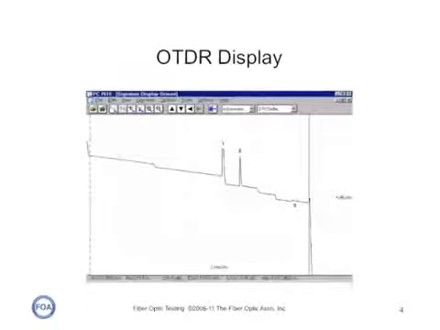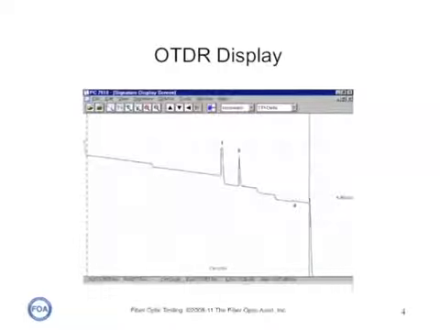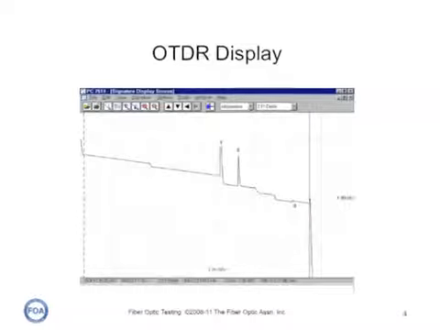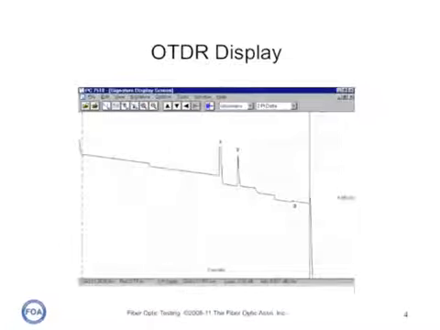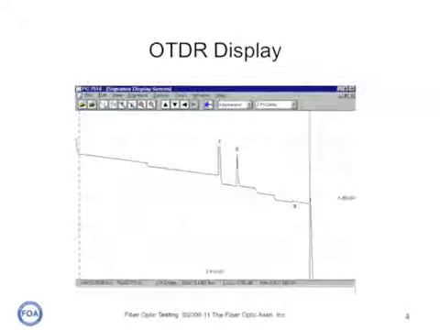And this is a typical display of a fiber optic cable plant, in this case about 35 kilometers long. There's a lot of very useful information in that trace, but it's only useful if you understand the OTDR, how it works, and how to interpret traces.